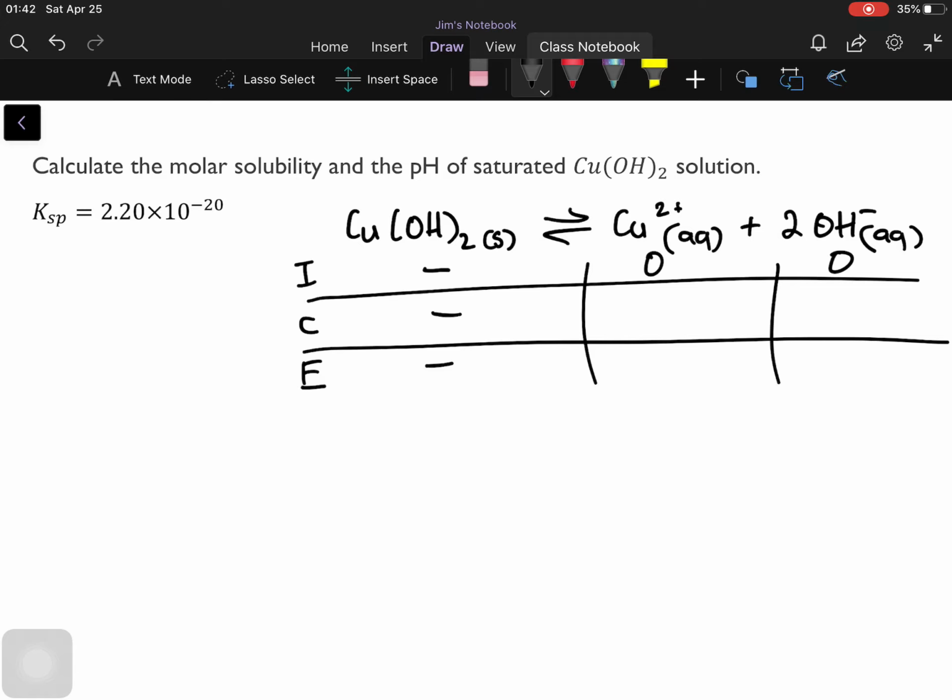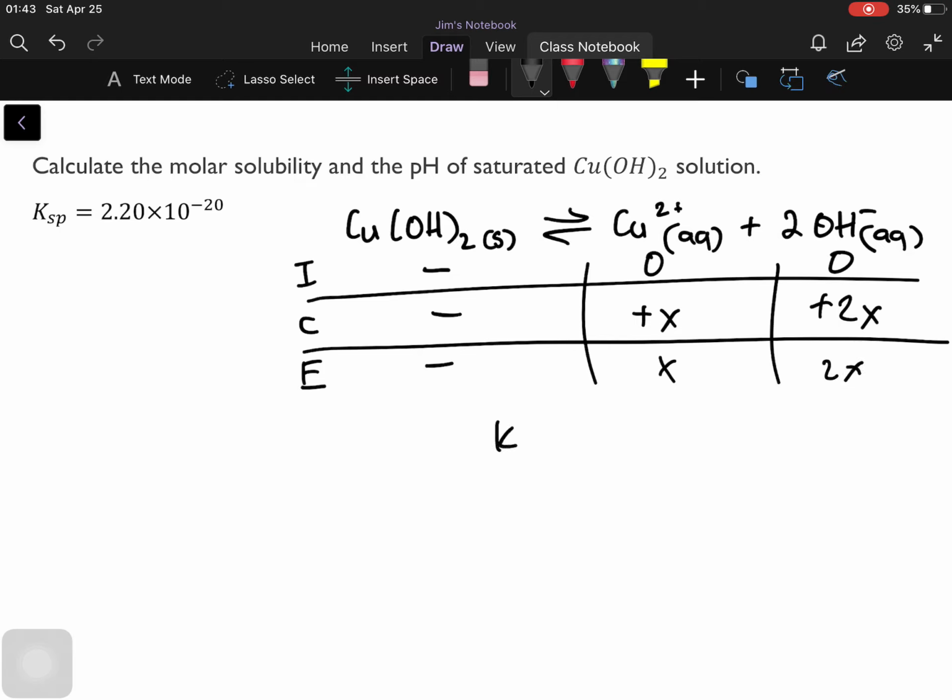Okay, so about the change, since we do not have any concentrations on the product side, it means the copper hydroxide should dissociate. Since the coefficient of copper here is 1, that is positive x. For the hydroxide, the coefficient is 2, so that is positive 2x. Okay, so at equilibrium, that is 0 plus x, and 0 plus 2x, so 2x.